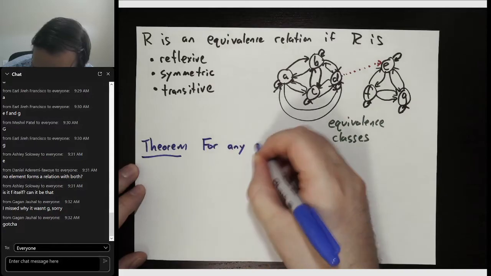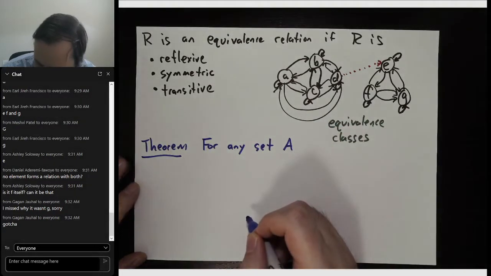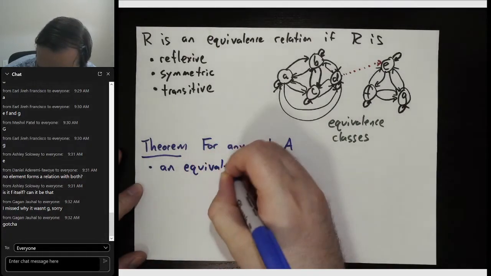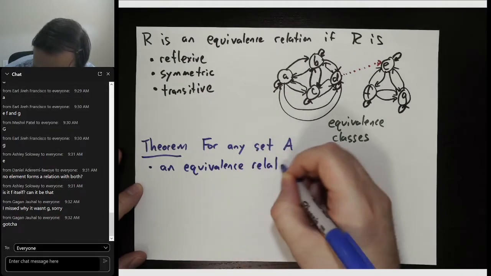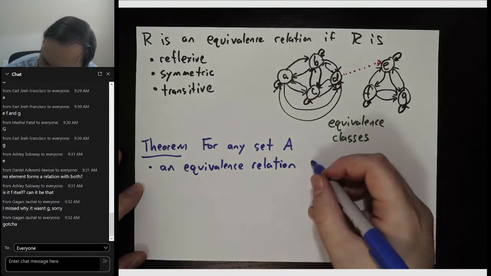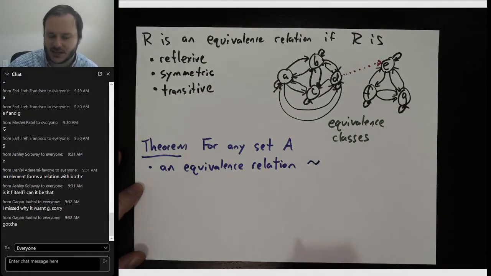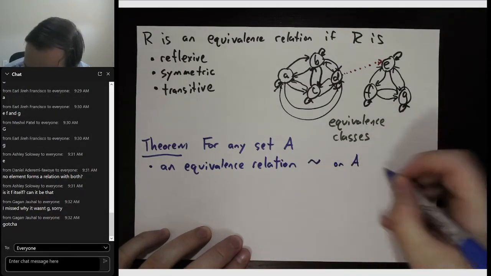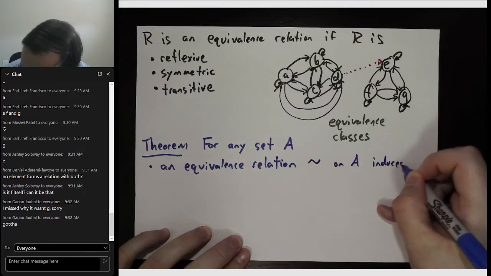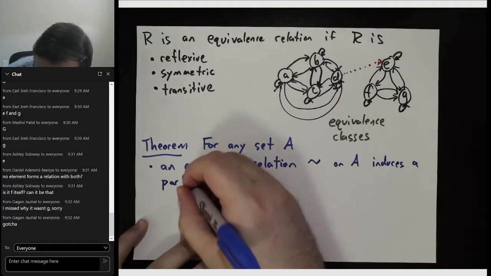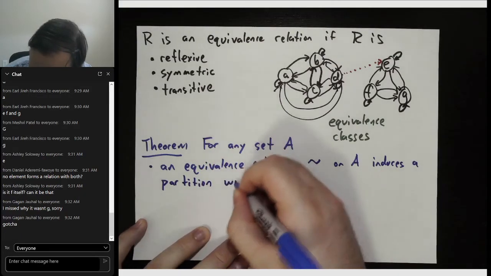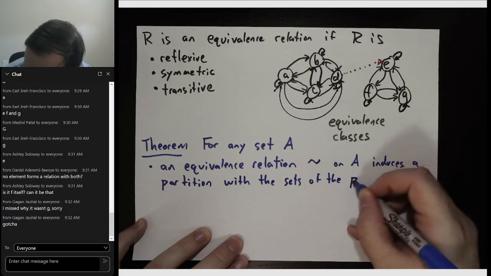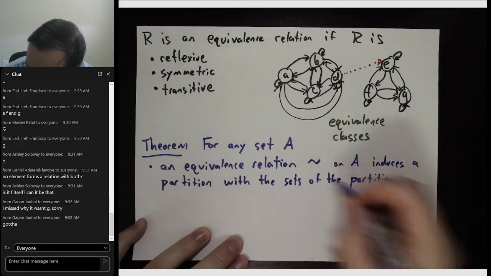For any set A, an equivalence relation, this is the symbol we normally use for equivalence relations. It's a tilde. Equivalence relation tilde on A induces a partition with the sets of the partition equal to the equivalence classes of tilde.